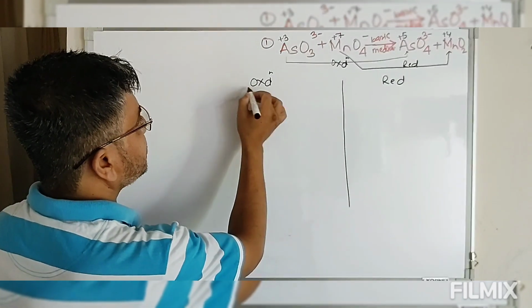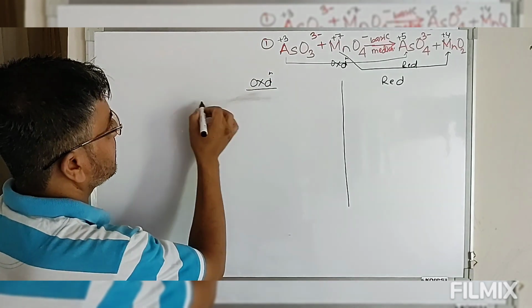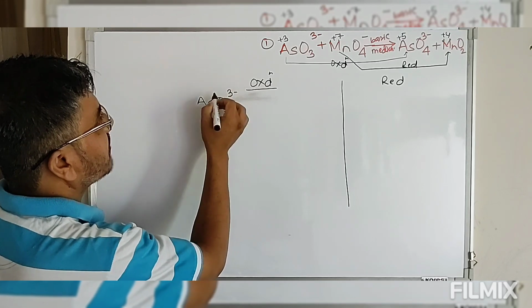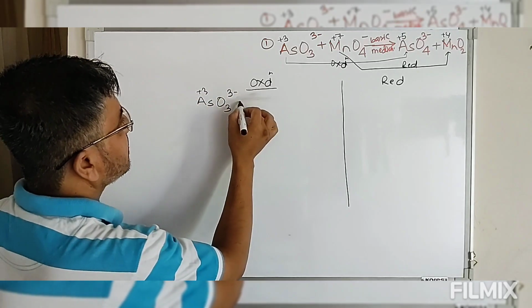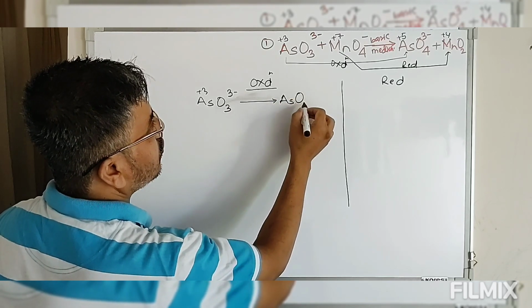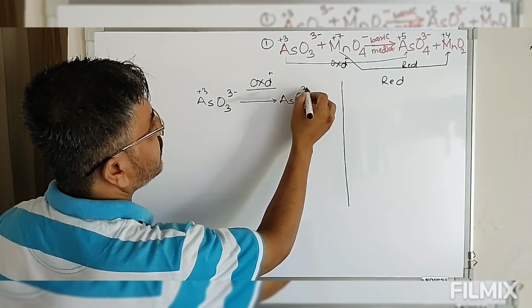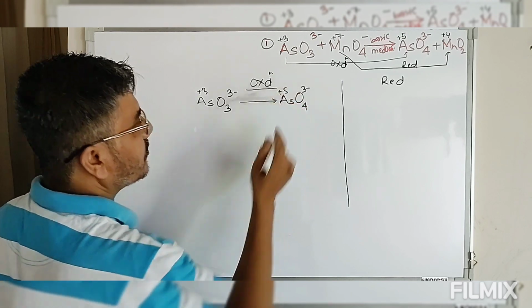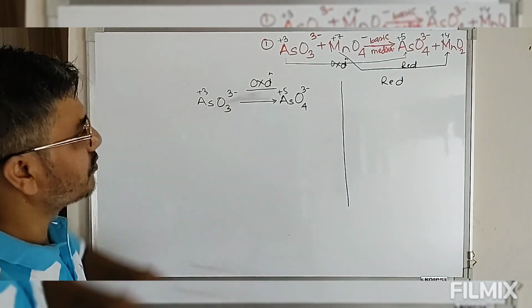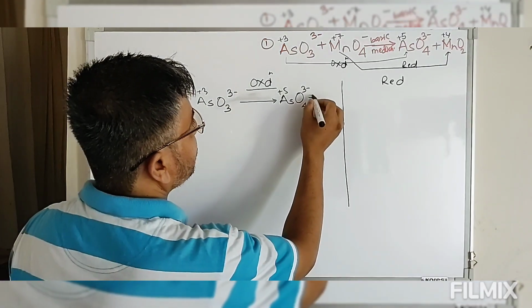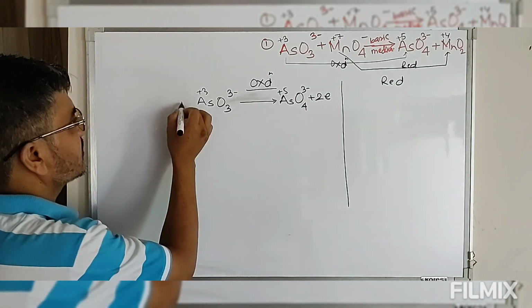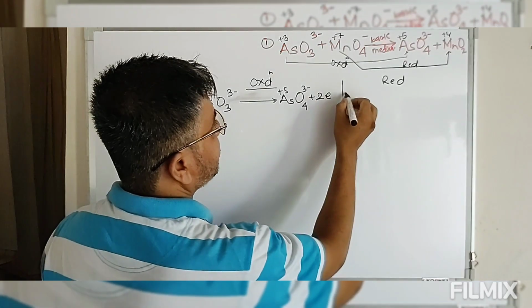Under this oxidation half reaction, we have AsO3 3 minus, this is +3, changing into AsO4 3 minus, this is +5. Now look at this. Arsenic is changing from +3 to +5, so there must be release of 2 electrons. This is the first step.